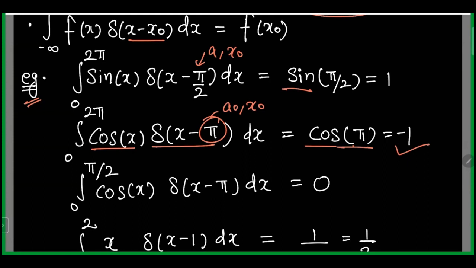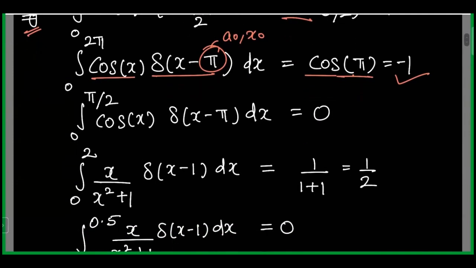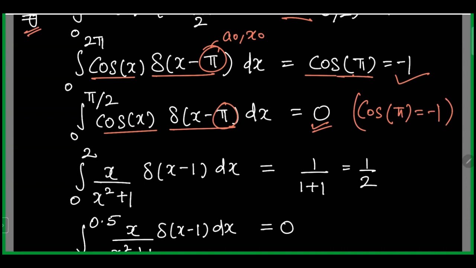Now I just want to change something. I want to surprise your mind, so carefully see what I'm going to do. Now my function is cos x, but my limits are different, and my Dirac delta function is δ(x minus pi). So why have I written 0 here? Why is my answer 0? According to the first two examples, what should be my answer? You will say, okay sir, your answer will be cos, and put the value of a, which is pi. So your answer should be minus 1. So why did you write 0 and not minus 1? That is a genuine question.